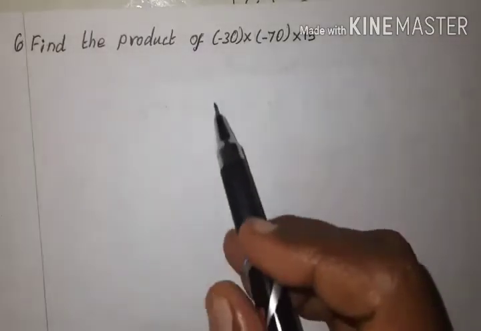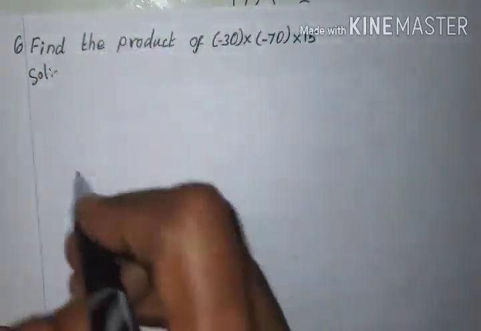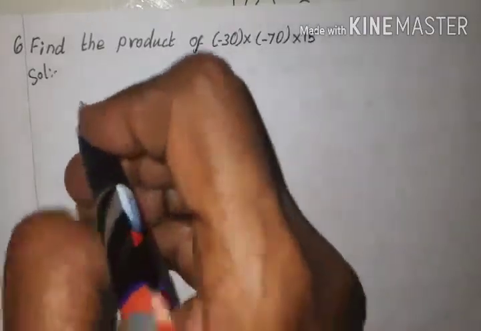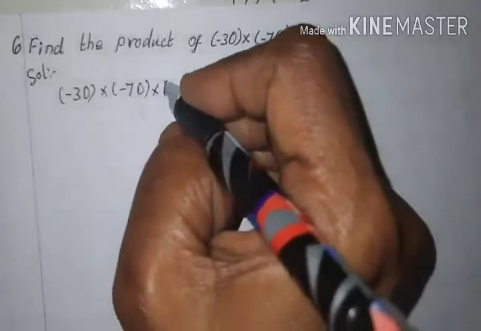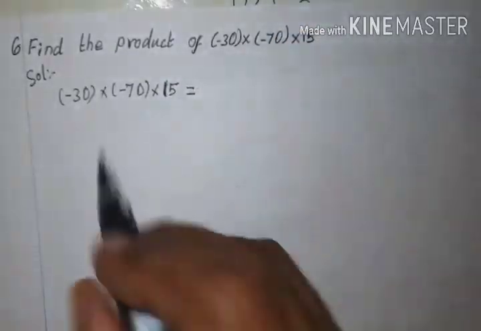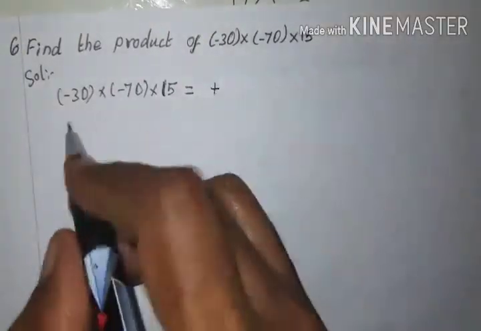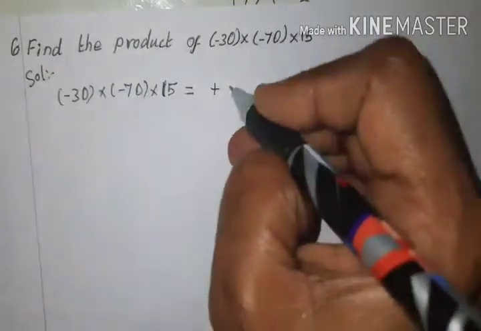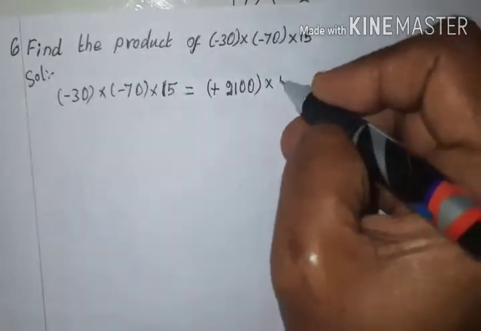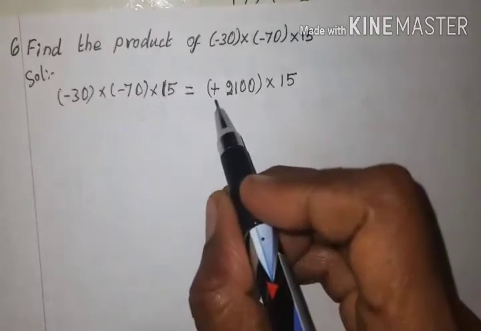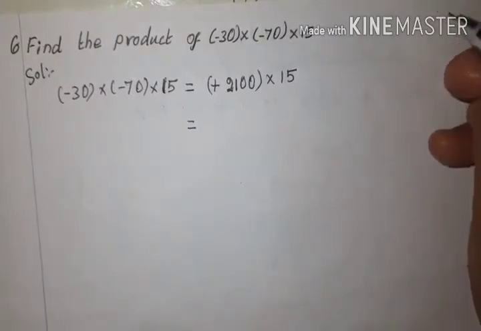Sixth question: find the product of minus 30 into minus 70 into 50. Solution. Product of these values: minus 30 into minus 70 into 50. First multiply the first two numbers: minus into minus is plus. 30 into 70, 3 sevens are 21, then 0, 0, 2100 into 50. Here, same sign, plus into plus, plus. You get a positive answer.